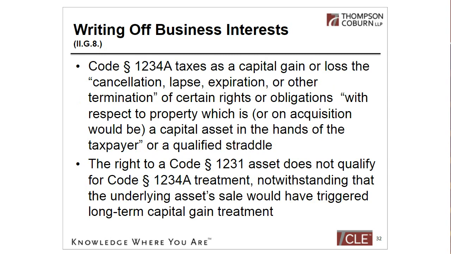Okay, slide 32. There's a special provision, Code Section 1234(A), the taxes of capital gain or loss. Certain things occur, and if you have one of these items, then you have a capital loss instead of an ordinary loss. And you see cancellation, lapse, expiration, or other termination. The literal words don't say abandonment. It's just a matter of it goes away on its own.